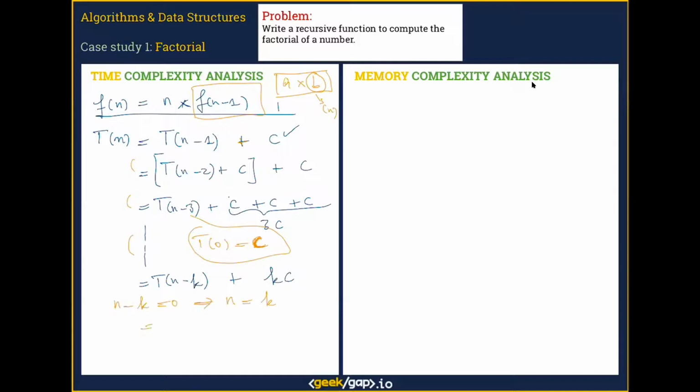So let's do that here. We can say it equals t of 0 plus nc. This is a constant, right? It's not necessarily the same, so we can call this c prime plus nc. And this is why we say that this is linear. From this, you can deduce that this is a linear algorithm. This is a linear problem because this is big O of n. So your problem is linear in time.